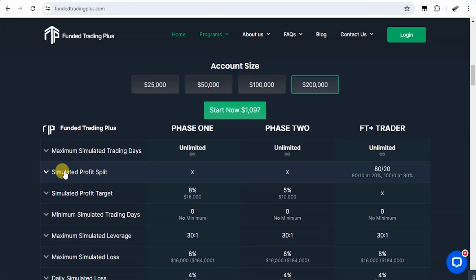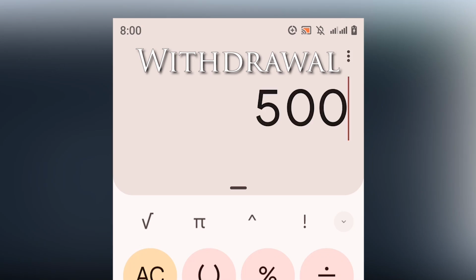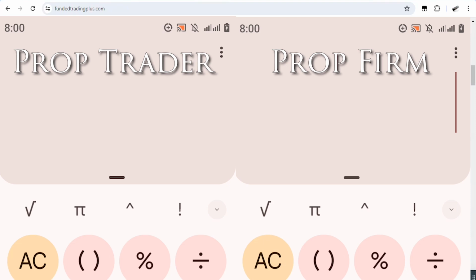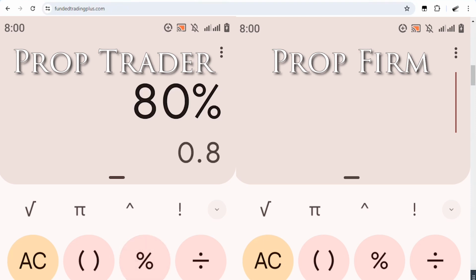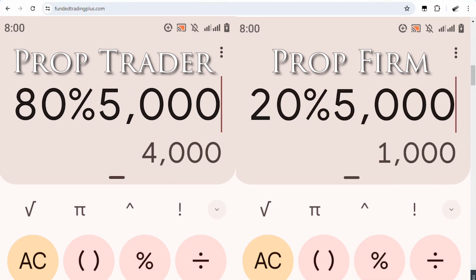If you look at this profit split, it means you are going to keep 80% and the prop firm is going to keep 20%. That is what it means. So in case you withdraw $5,000 from the prop firm, you're going to keep 80% of that money, while the prop firm will keep 20% of that 5,000. As simple as that. And each time you make a withdrawal, you're going to repeat the same process. You keep 80, the prop firm will keep 20.